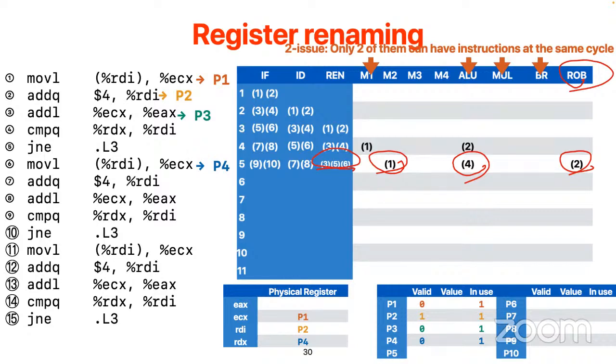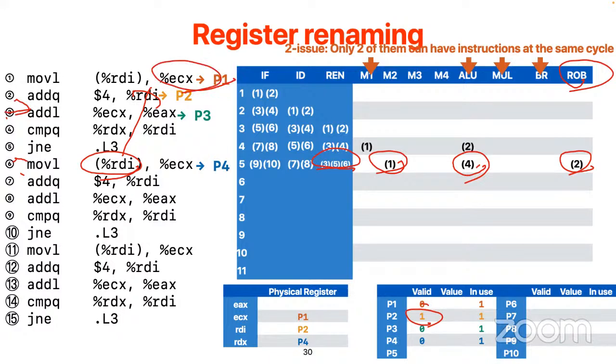Five is depending on who? 4, right? So at that time, we can see 4 finishes. Can we execute 6? Yes, because 6 is right now depending on RDI, which is P2, and P2 is already valid. So in the next cycle, how about 3? Are we able to execute 3? No, because it's still depending on P1, and P1 is not ready yet.